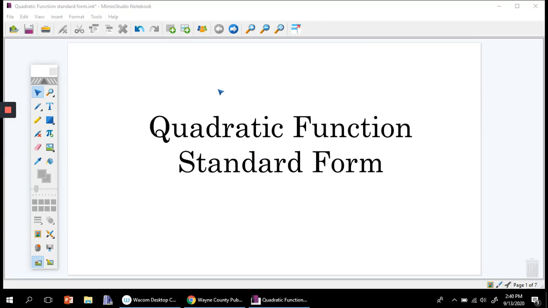Quadratic function in standard form. Today we are going to discuss another kind or form of quadratic function, and that is in standard form. Remember, we've discussed already about the vertex form of quadratic function, and this time we are going to discuss another form, which is the standard form.